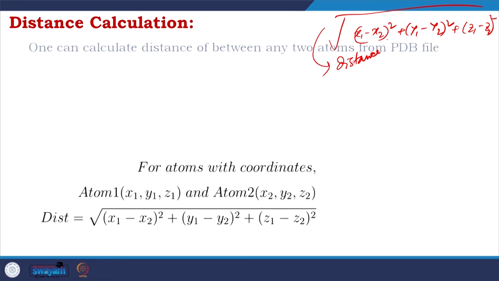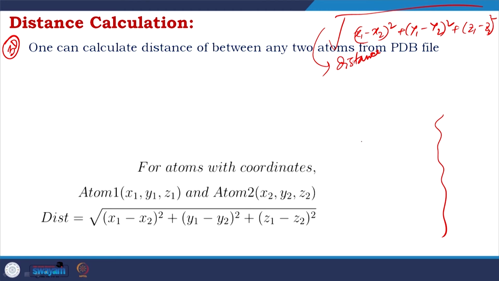So, what about the distance? One can calculate the distance between any two atoms. Remember, this is 3D distance. What I mean by that? If you have a peptide like this, right, you could get the straight distance, right, if the sequence is like that.